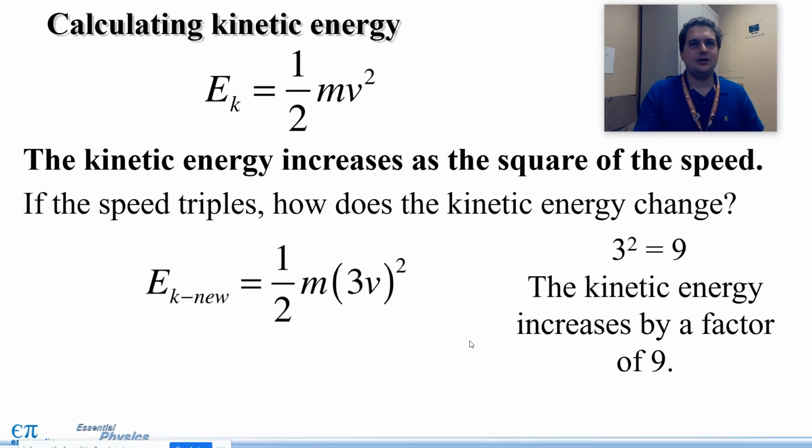So how does kinetic energy go up? Well, if you double the mass, you double the amount of kinetic energy. Okay, so if you have more mass, you have more kinetic energy. It's a straight connection. Double the mass, double the kinetic energy.